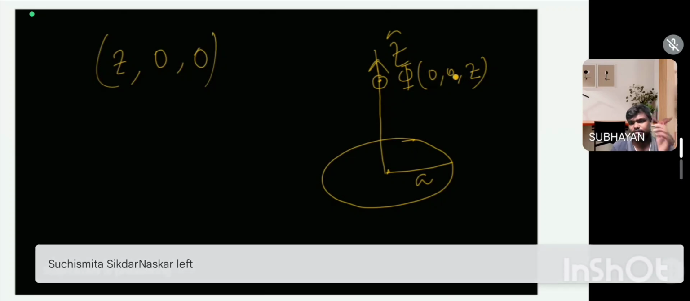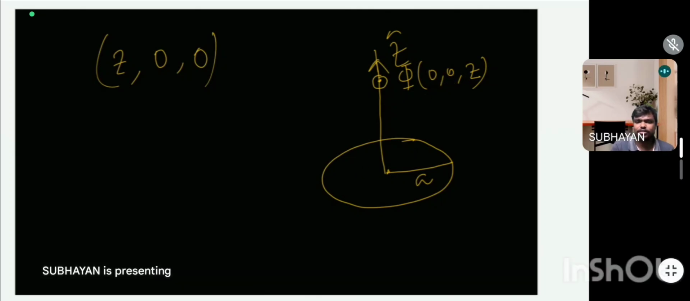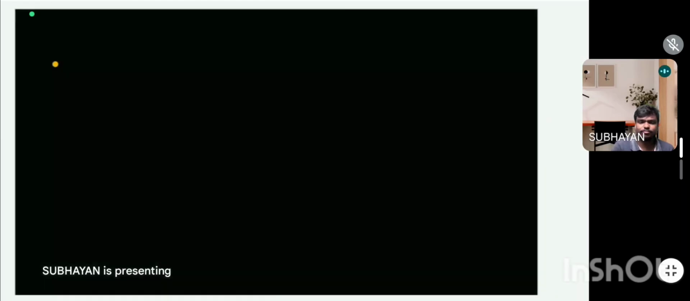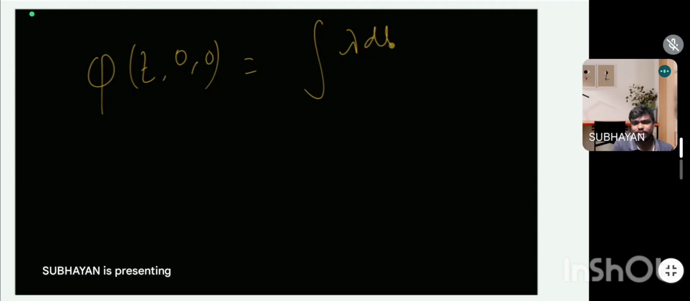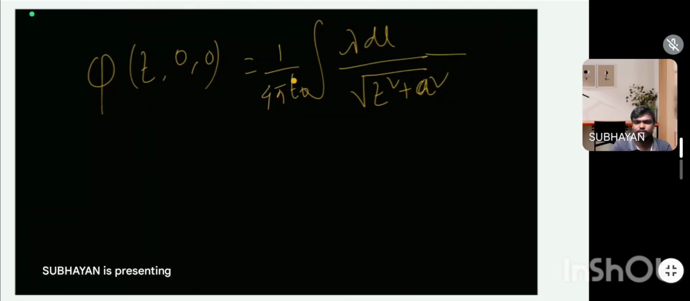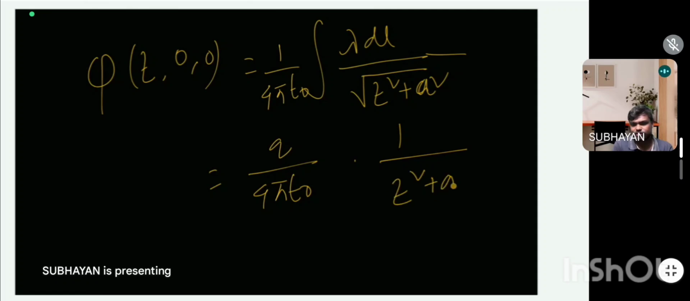Now the conventional way to find this phi(0, 0, z) is the integration of lambda dl by root over z square plus a square. Of course, 1 by 4 pi epsilon naught should be there. This is the constant. So this is q by 4 pi epsilon naught, the total charge, into 1 by z square plus a square whole to the power minus half.